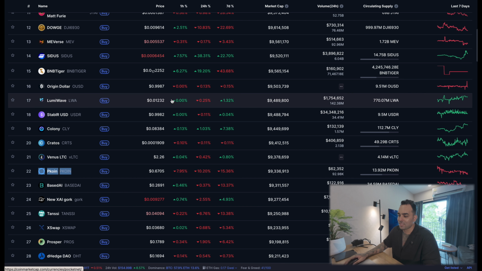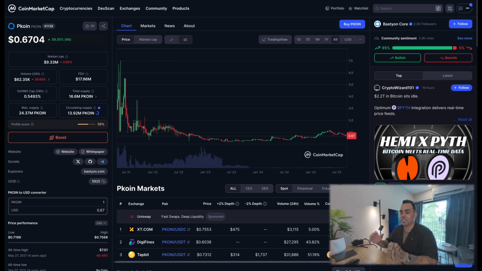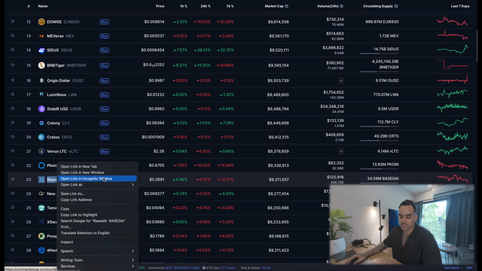Even though the chart is nice, everything has to be nice. Everything has to match in order for you to actually make the move that you want to invest. That's the only way.